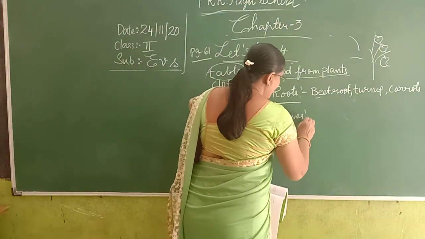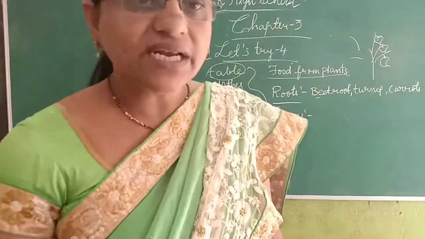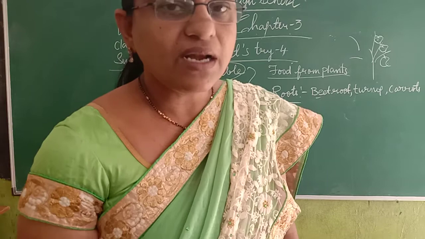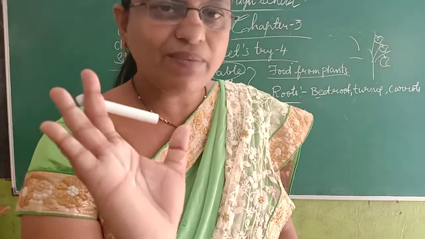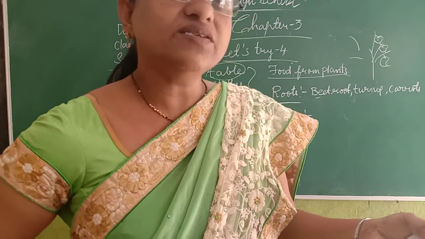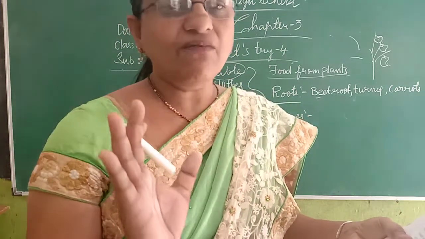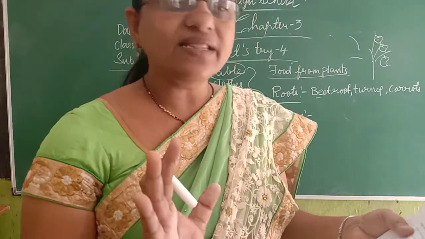Leaves. So what leaves are we eating? Spinach. Spinach is a leaf, no? Palakura. Palakura is the leaf of a plant, isn't it? So lettuce. Lettuce is the same, the cabbage. You eat the cabbage, no? Same type of leaves we find in the lettuce.